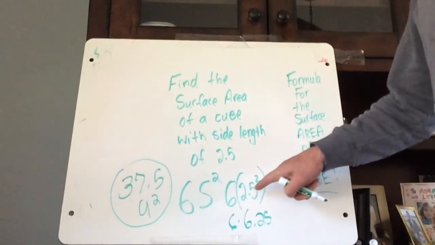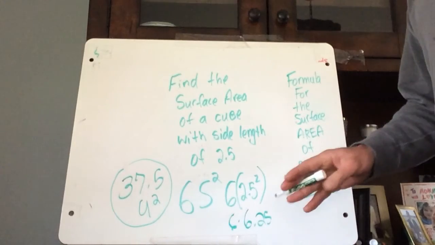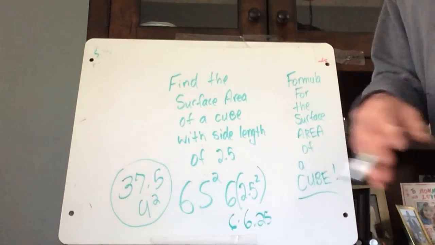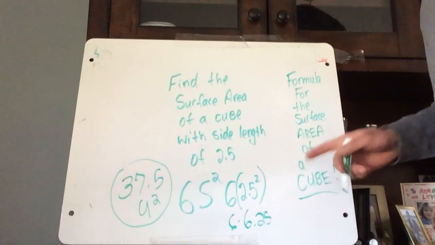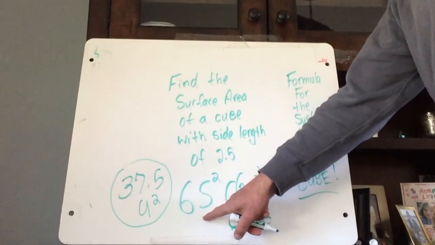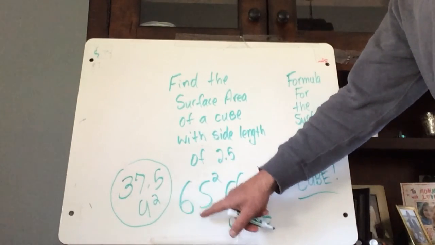Now, if you're not comfortable using this formula, don't worry about it. You could do the other way that we showed you yesterday. But for those of you who are ready to use a formula, 6 times side squared is a little bit of a simpler shortcut.